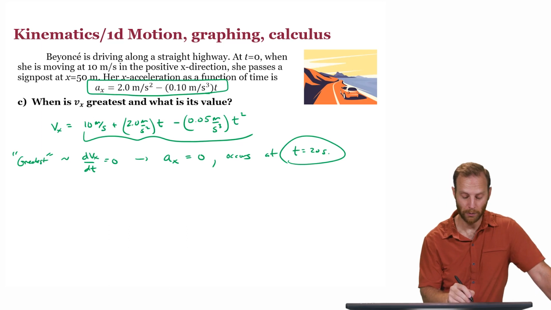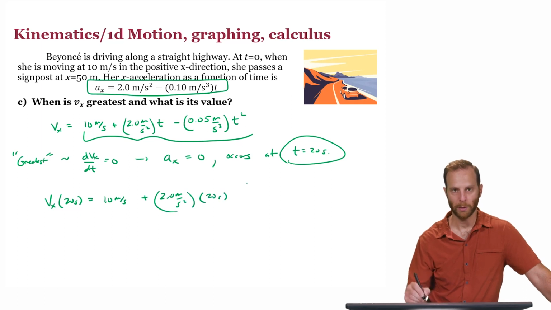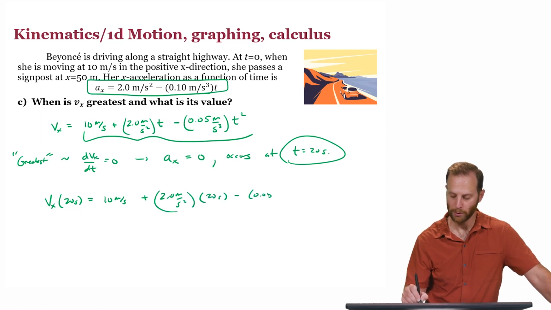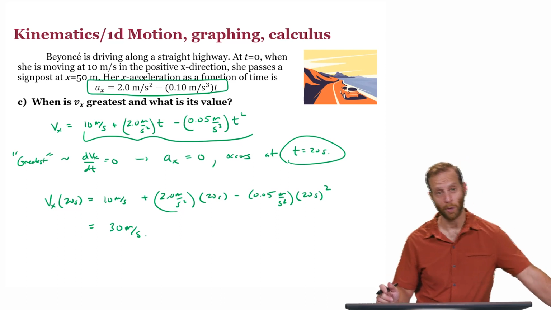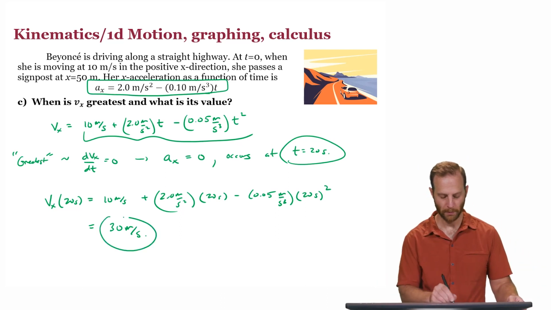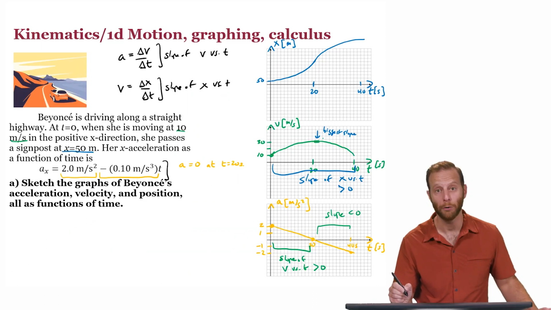And then what is the value? That's the last thing to do here. Vx at 20 seconds is equal to 10 meters per second plus 2.0 meters per second squared times 20 seconds minus 0.05 meters per second cubed times 20 seconds quantity squared. And when you work that out, you'll find that this is 30 meters per second, which is approximately what I had shown on the graph before. Let's go back to it. This really should be at 30 meters per second.